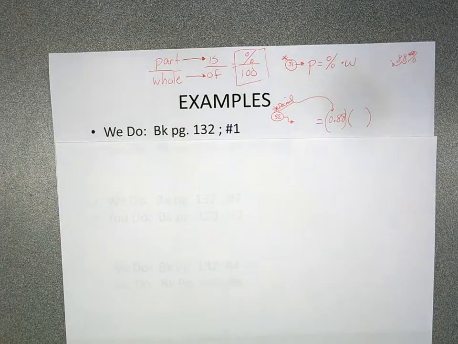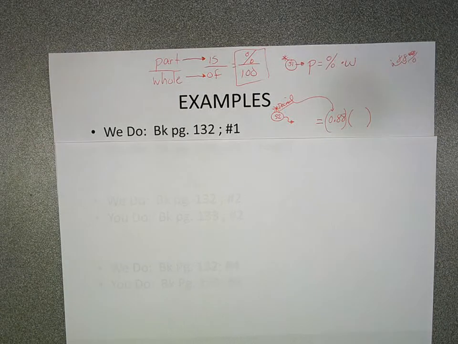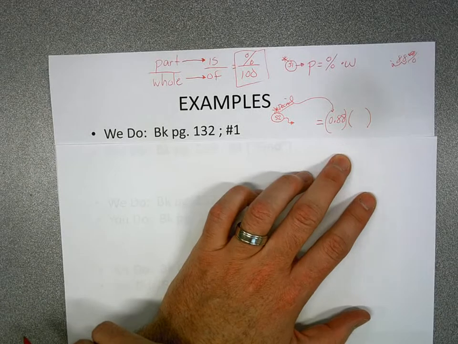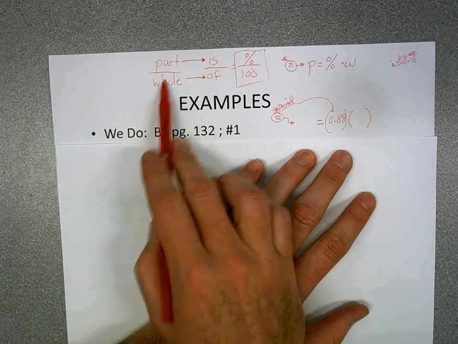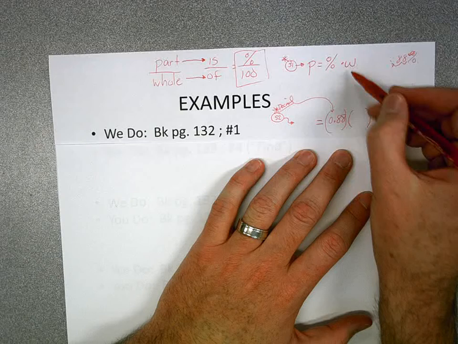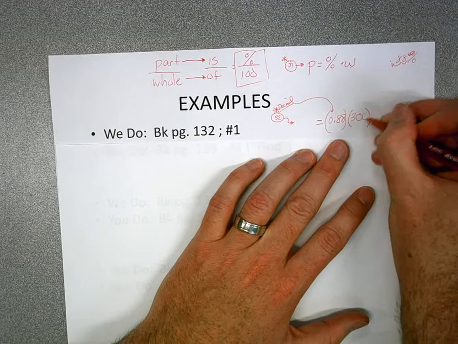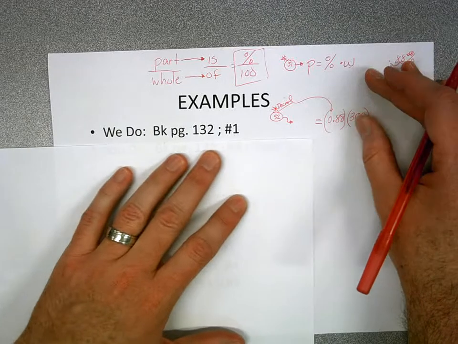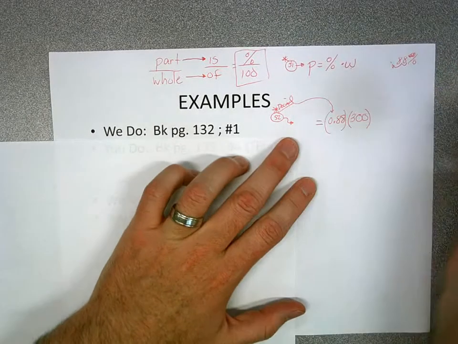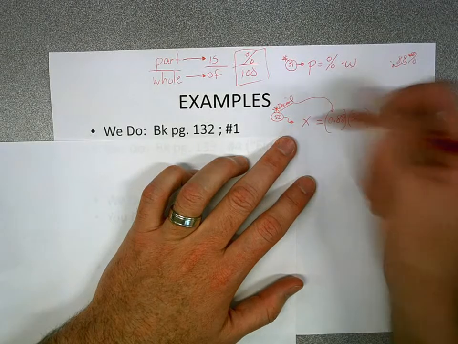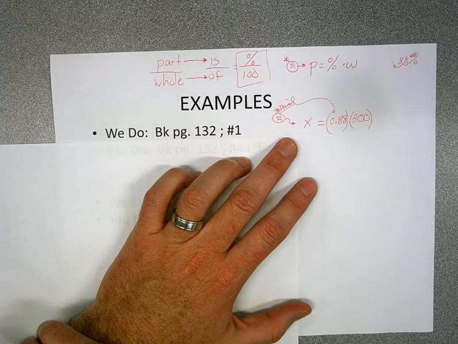Well, let's see, what else do they give us? They give us the 300, right? What number is 88% of 300? Which word is next to the 300? Of. And what is of? Is it the part or the whole? Of is whole, right? The whole is right here. So the 300 is going right there. Ladies and gentlemen, the part is what we're figuring out. It's the x. Or you can even put it as a p. Just remember that p doesn't stand for percent.